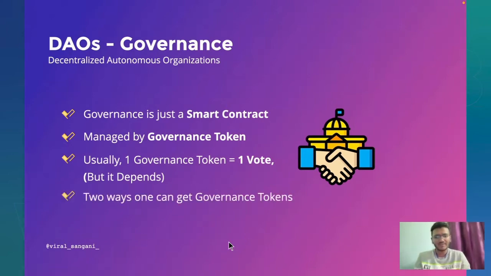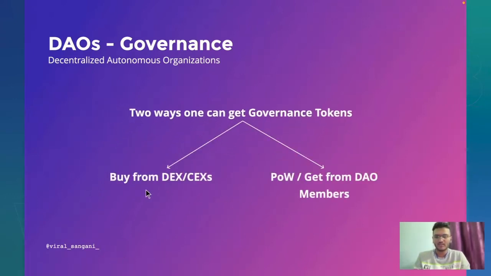There are usually two ways to get this governance token. Let's see the two ways. One is to buy from a DEX or CEX. A DEX is a decentralized exchange like Uniswap, Pancake, etc. And centralized exchanges are Binance, WazirX, and all the centralized exchanges that we use. There are some DAOs, like Uniswap DAO, whose governance token is Uniswap, and you can buy it on, let's say, WazirX. You can search for Uniswap and buy the governance token.